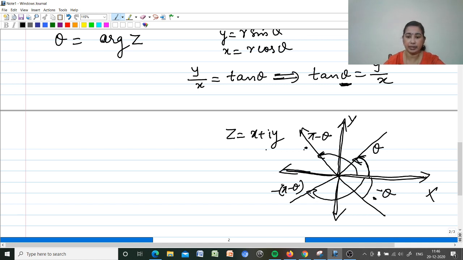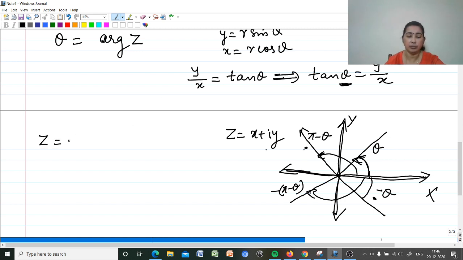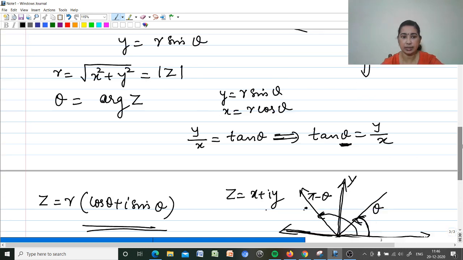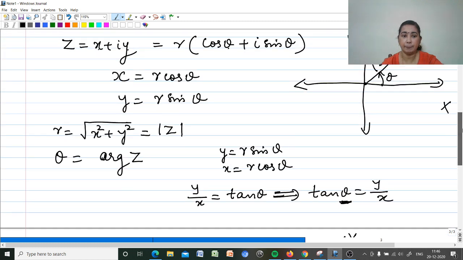After getting the angle and r, we can write the complex number in the polar form, that is r into cos theta plus i sin theta, substituting the values. So that's the polar form. First, what we have to do is compare the given complex number with r cos theta and r sin theta.